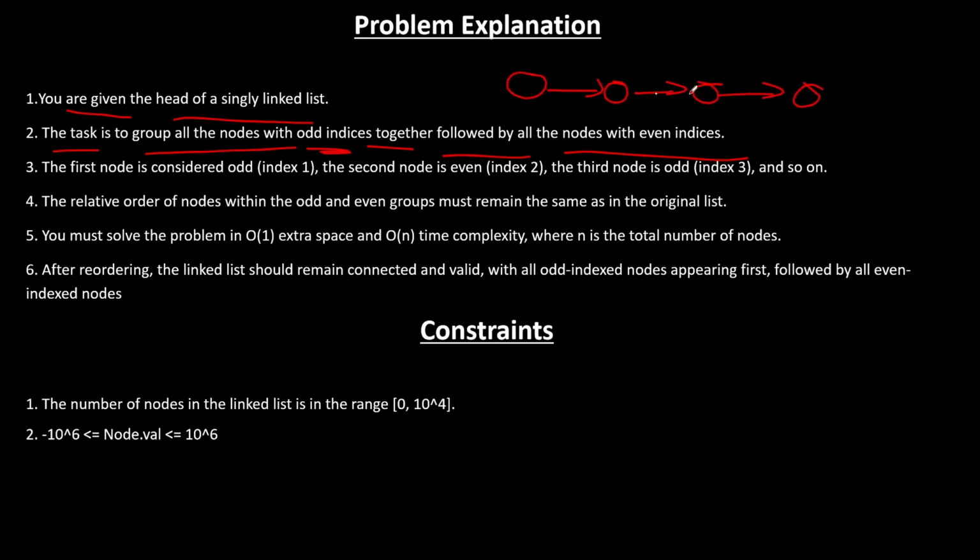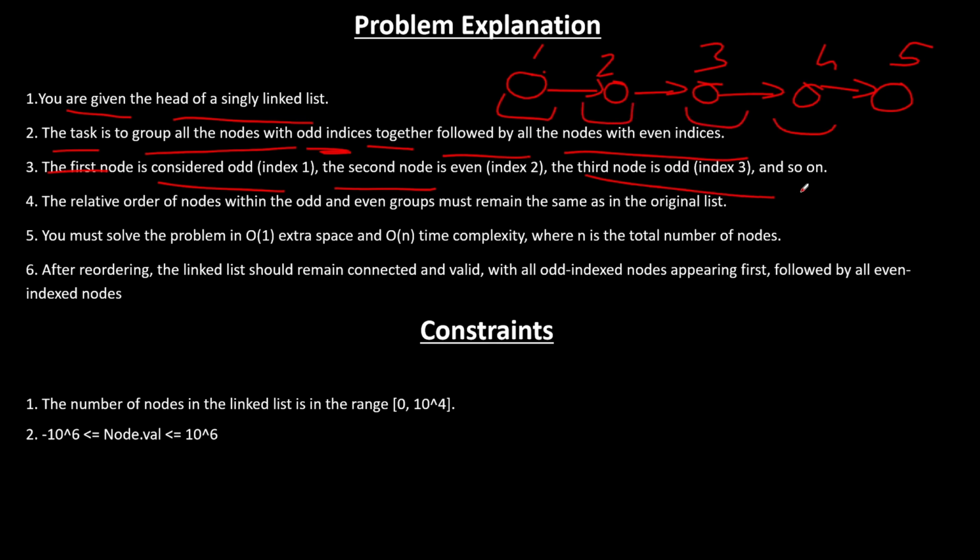Let this be the linked list, and your task is to group all the nodes with the odd indices together. They are saying indices, right? So this is 1, 2, 3, 4, and let this be 5. According to them, the first node is considered an odd node, the second node is considered an even node. So simultaneously, this will be odd, this will be even. This is the thing they are saying.